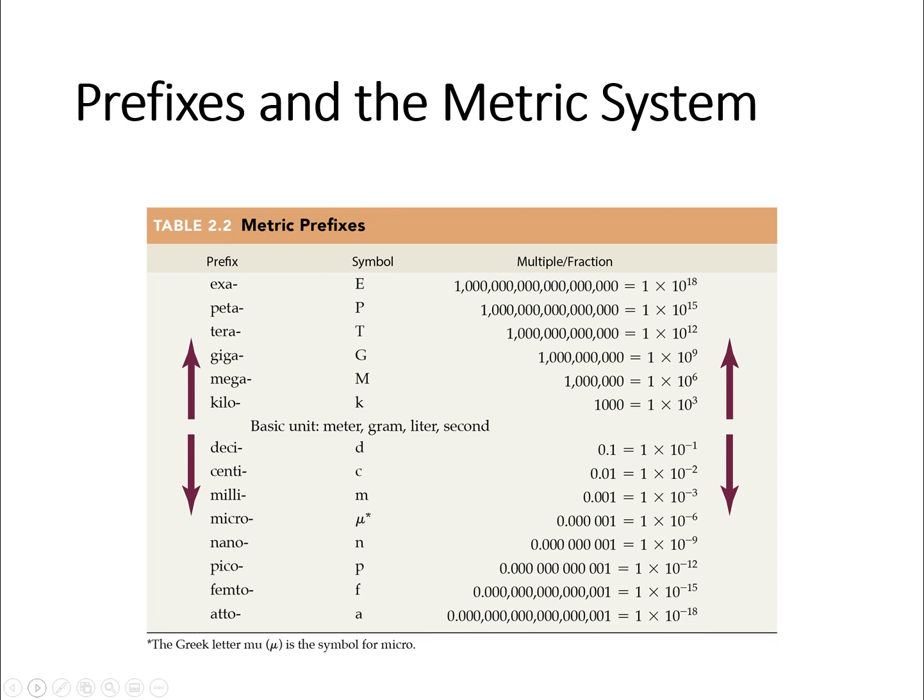This is the metric prefixes table. If you do not already have it, you need to put it into your notebook. Is there a question?